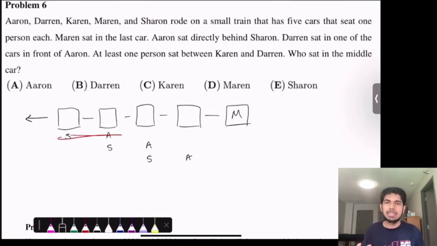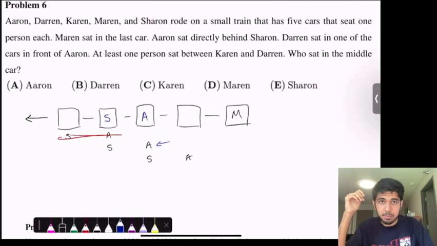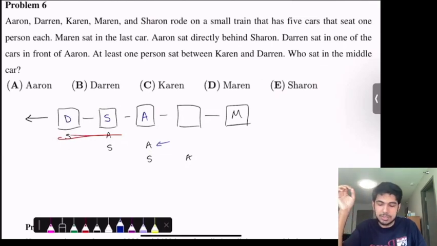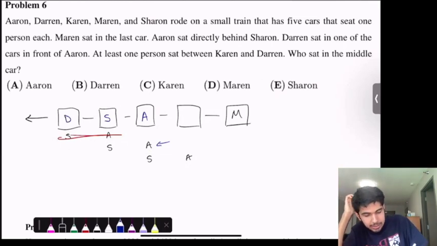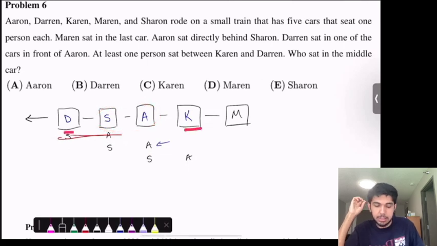So now we think about the last thing. At least one person sat between Karen and Darren. So let's think about it. Let's just try drawing it in. So let's consider this case first. We'll just put Sharon here, Aaron here, temporarily. Darren must have sat in one of the cars in front of Aaron, so this is the only available seat for him. And that leaves this fourth car for Karen, and indeed there is at least one person between Karen and Darren. So this configuration would work.